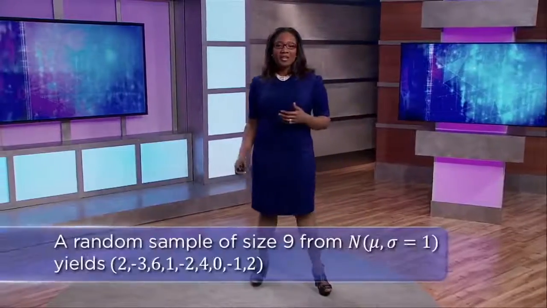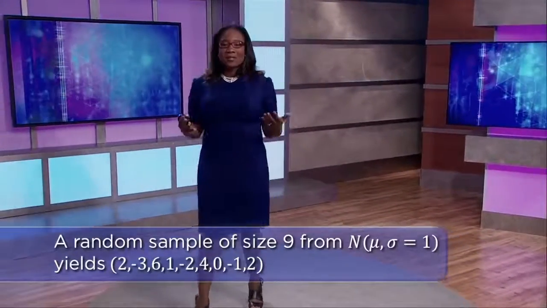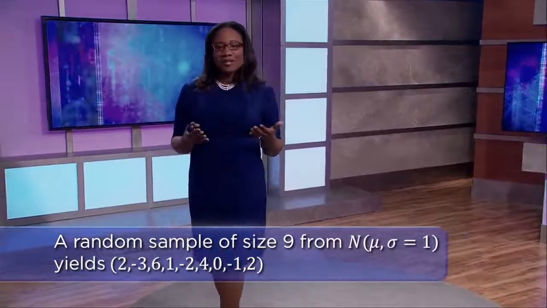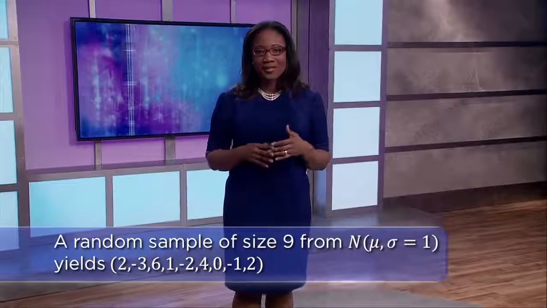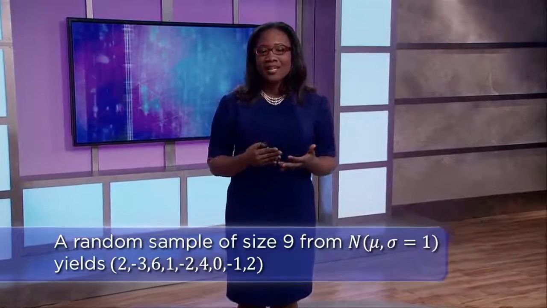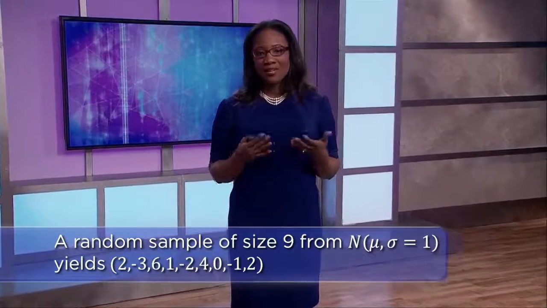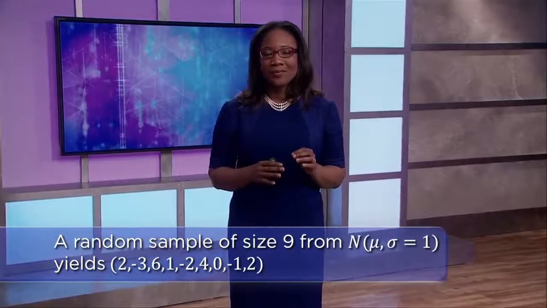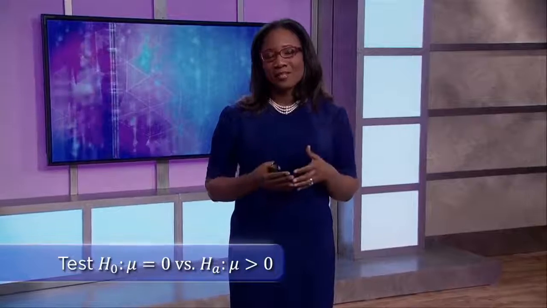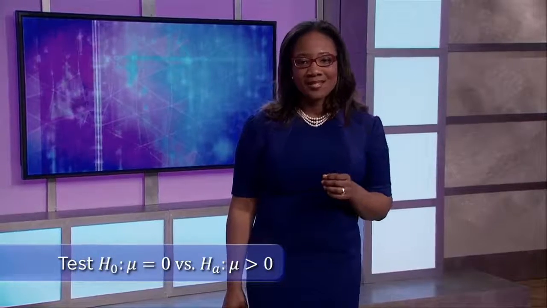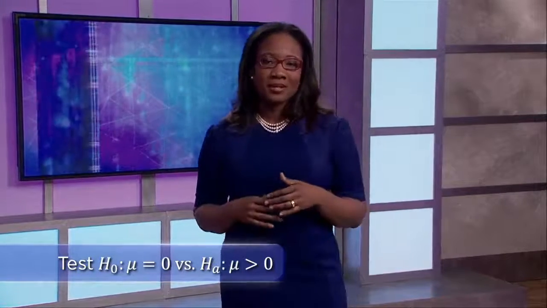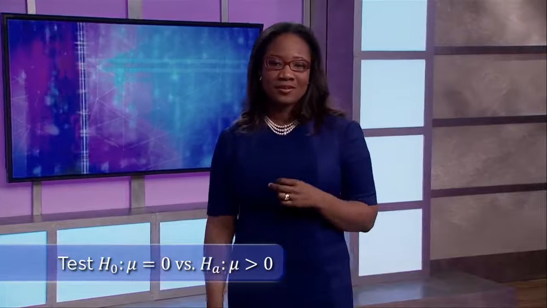Let's do an example. Here we've sampled a random sample of size 9 from a normal population with an unknown mean, but a standard deviation equal to 1. And here are the values that we get: 2, -3, 6, 1, -2, 4, 0, -1, and 2. Our null hypothesis is that the mean is equal to 0, that this sample comes from a population with a mean of 0. The alternative that we're going to test it against is that the mean is actually greater than 0.